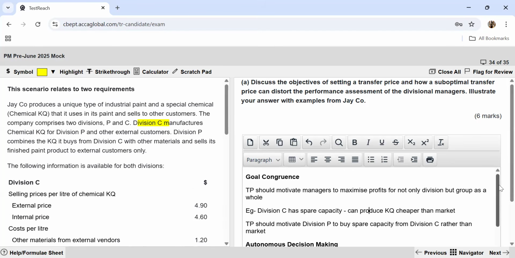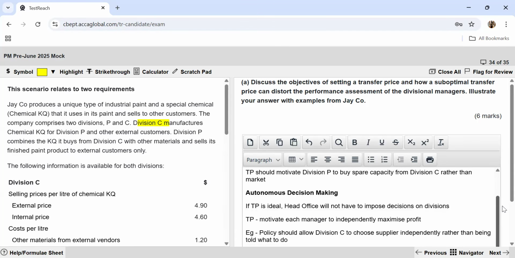The second objective that we have pertains to autonomous decision making. What do we mean by autonomous? It comes from the word autonomy. Autonomy means to be able to take your own decisions and not having to listen to anybody else. When you're your own master, that is what is autonomy. So over here, the transfer price should be set in such a manner that head office does not have to tell the divisions what to do.